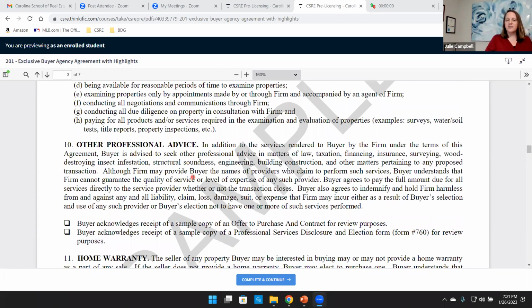Other professional advice. This was mentioned in the listing agreement, but it's much more applicable to the buyers than it is the sellers. You get under contract and your buyer is going to look at you and say, who should I use for a home inspector? Who should I use for a pest inspector? Who should I use for a surveyor? Guys, for the most part, buyers don't know these people. That's why they have you.